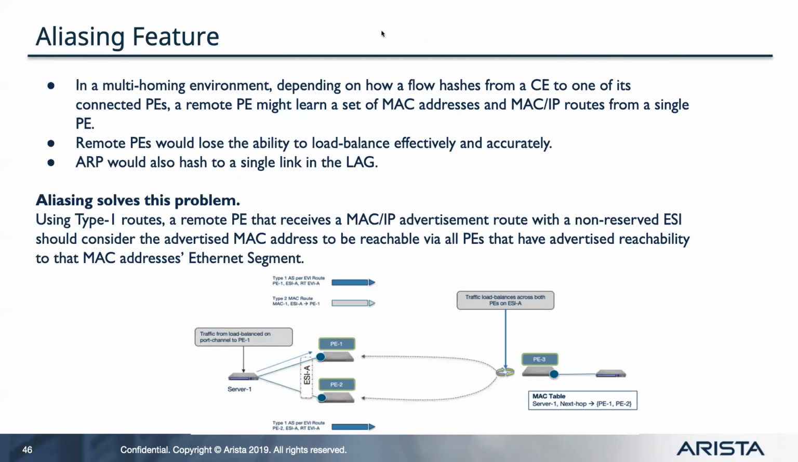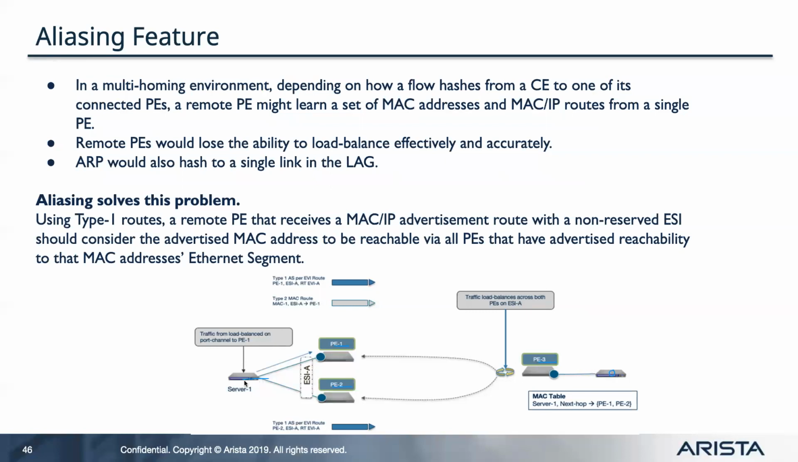Now this is the aliasing feature which we already discussed. Let's go over it. You have server 1, which is connected multi-homed to both the VTAPs, VTAP 1 and 2. There is one more server here, which is connected to VTAP 3 locally.